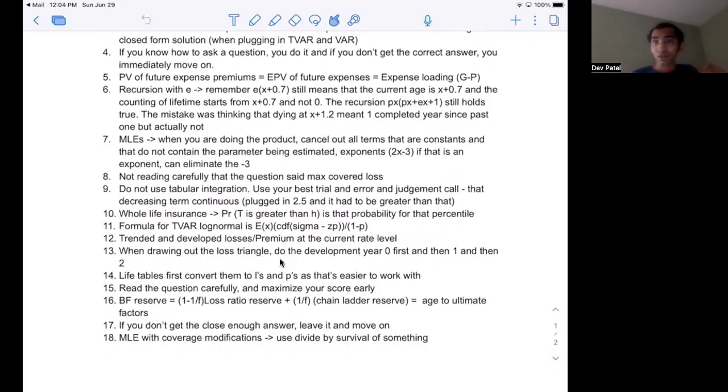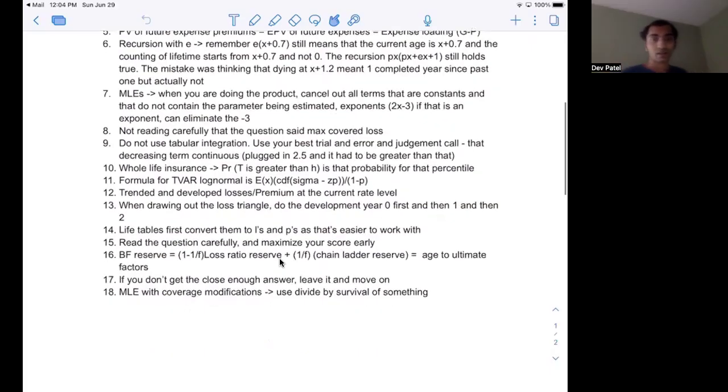Maximize your score early on. Even if you know how to do a question, the more momentum that you can gain from getting a bunch of questions you know very quickly will set you up for success further on, even when tackling some of those harder questions. And again, if you don't get a close enough answer, leave it and move on. This is a time-based game, 3 hours and 30 minutes. It's not something where you have an entire 6 hours to work through, right? This is one of the main elements of this exam: time.